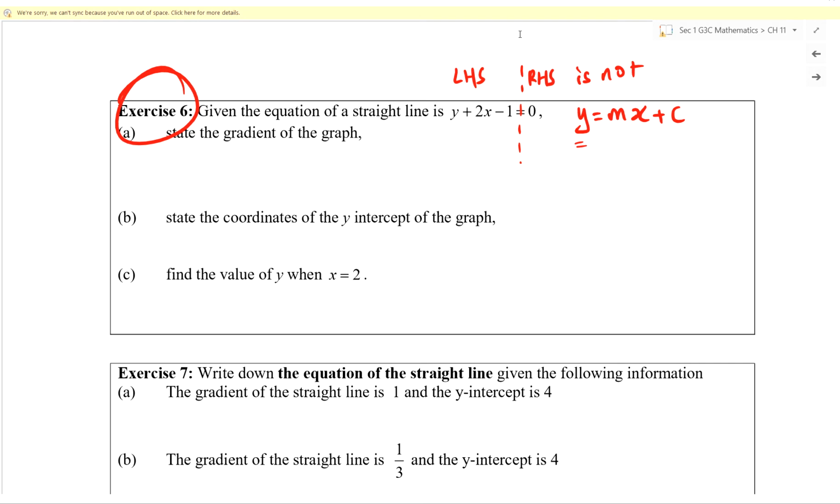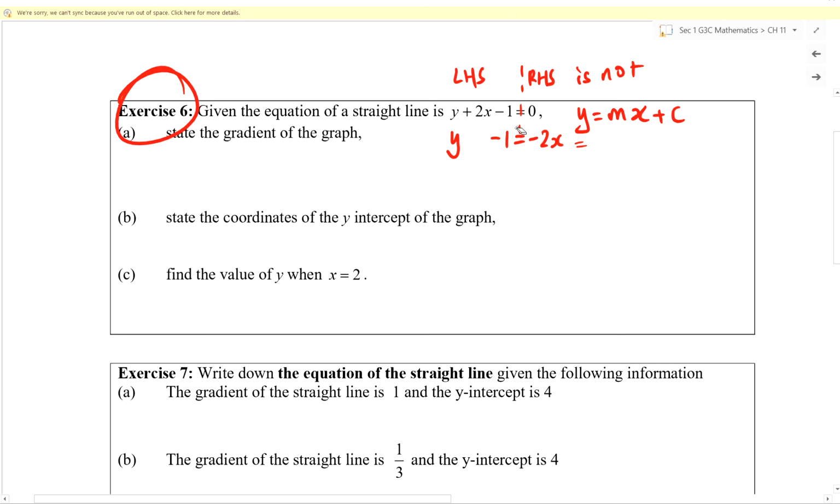Minus 2x on both sides. Whatever you do on one side, you have to do on the other side for them to remain equal. So taking away 2x on both sides, we get y minus 1 equals 0 minus 2x, so negative 2x.